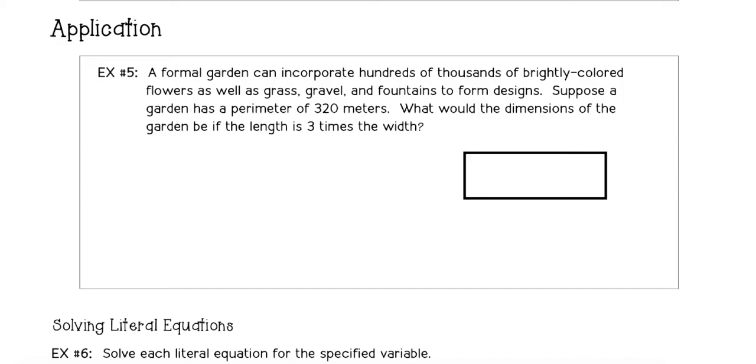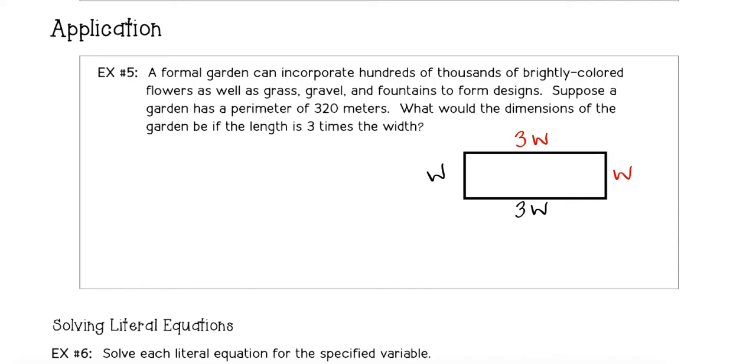Okay, so we know that the length is 3 times the width. Let's call the width W for width. And this length is 3 times the width, so 3W. Width is W, 3 times W. Okay, so we're looking good. And then we know the perimeter around this is 320. That's how we're going to figure it out. So this side would also be W, and this side would also be 3W. If I add all of this together, I'm going to get the perimeter, which is 320.